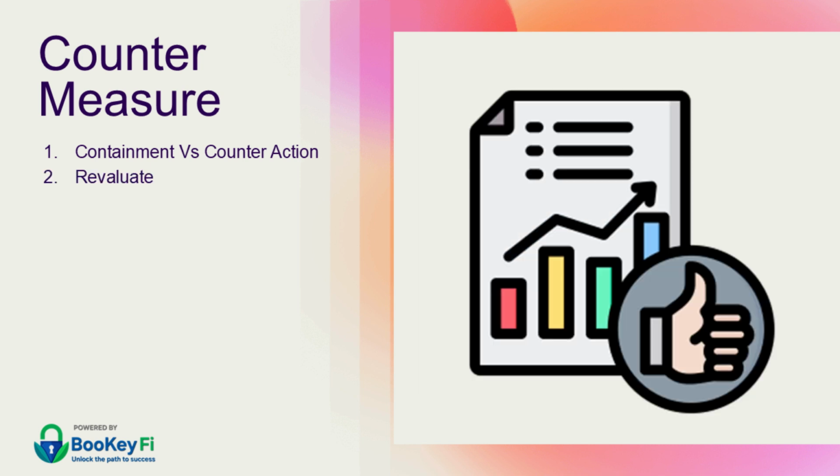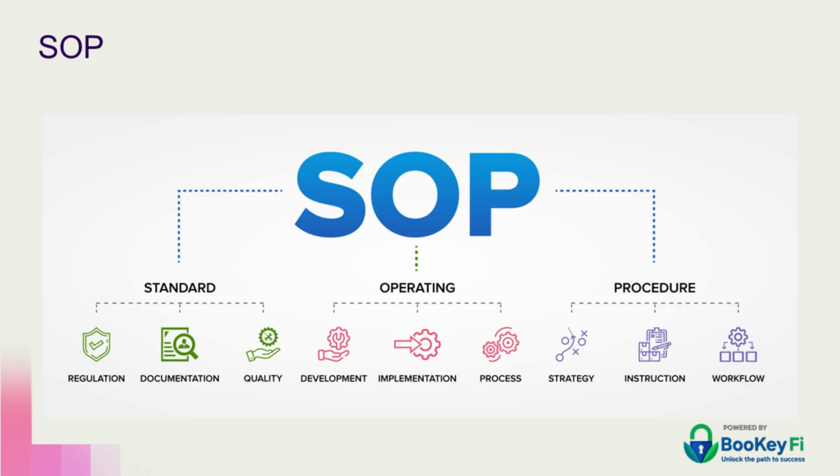Reevaluate. To prove the tool worked, you must remeasure the performance data from step 1. Example success metric: output returned to 50 units per hour and has remained stable for 5 consecutive days. The final part is updating the standard operating procedure.